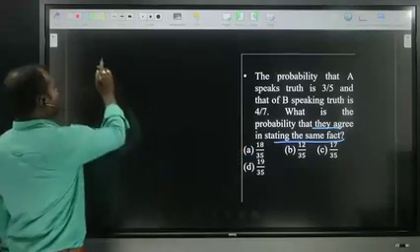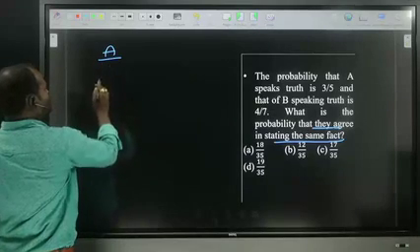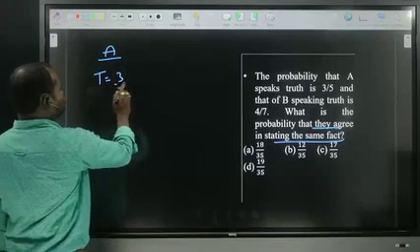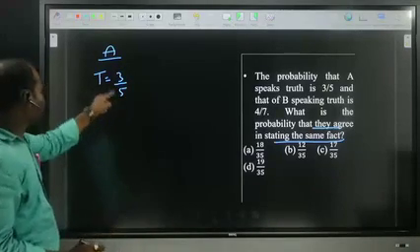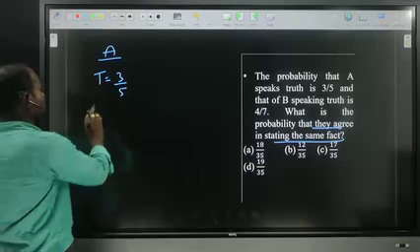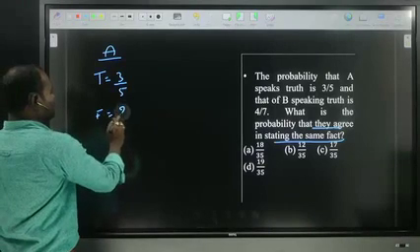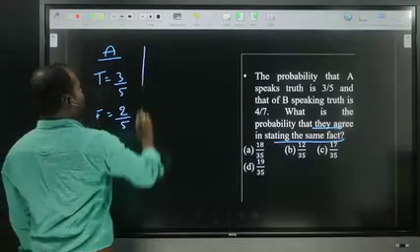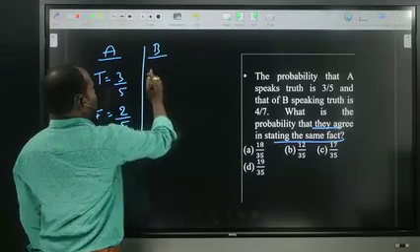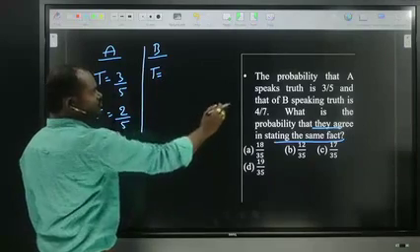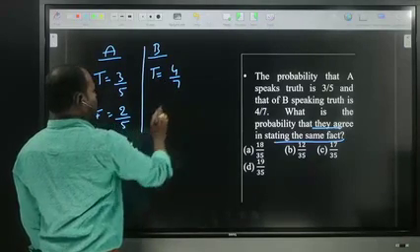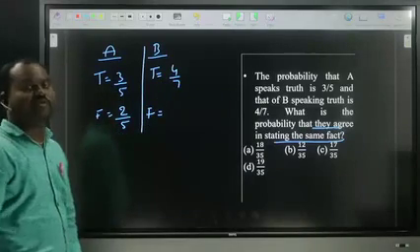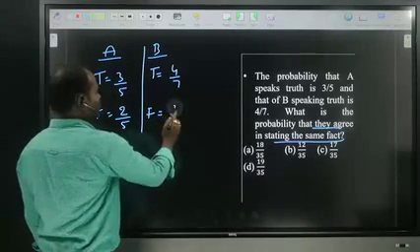Now, in the case of A, truth is how many cases? Truth is 3 by 5. Out of 5, 3 times he was speaking the truth. That means false is 2 by 5. Now in the case of B, true is 4 by 7. That means out of 7, 4 times he was speaking the truth, so false is 3 by 7.